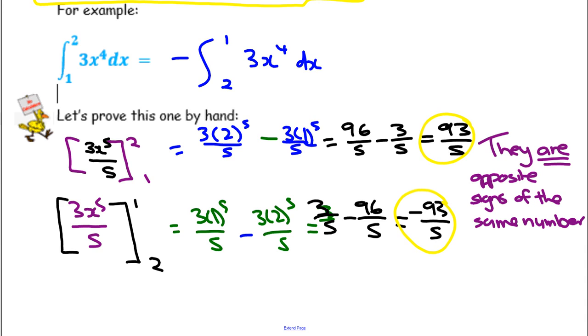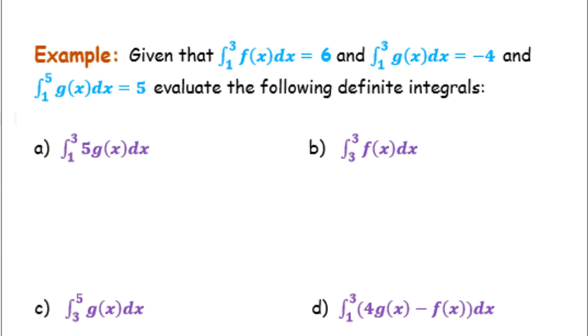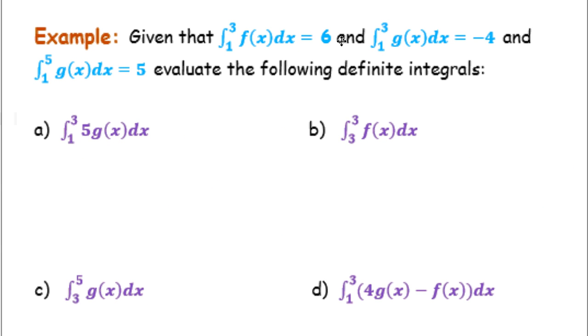So notice that in the question, they're telling us the answers to certain definite integrals. They're telling us that the integral of f of x dx between x is 1 and x is 3 is 6. They're telling us that the similar integral, but for a different function, g of x, between those is negative 4. And that g of x, the same function, but instead of between 1 and 3, it's 1 and 5, is equal to positive 5.